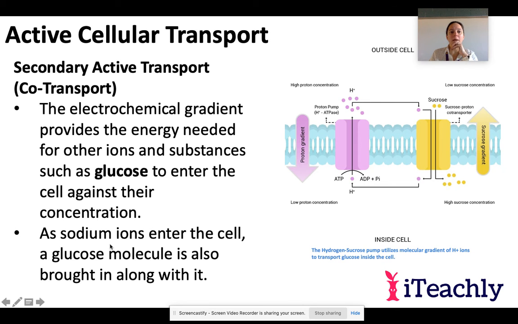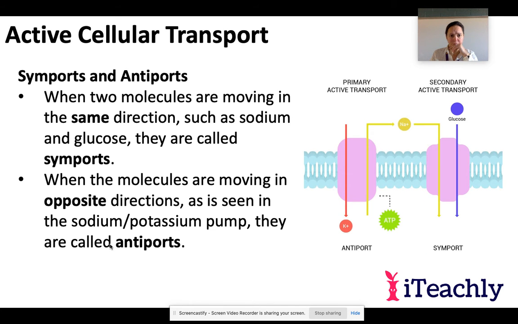So the same thing can happen with glucose as well. Glucose will actually work the same way. So then we have symports and antiports. This is when two molecules are moving in the same direction. So sodium and glucose are called the symport, and then the ones moving in the opposite directions are called the antiports. I'm not going to really focus a whole lot on this.